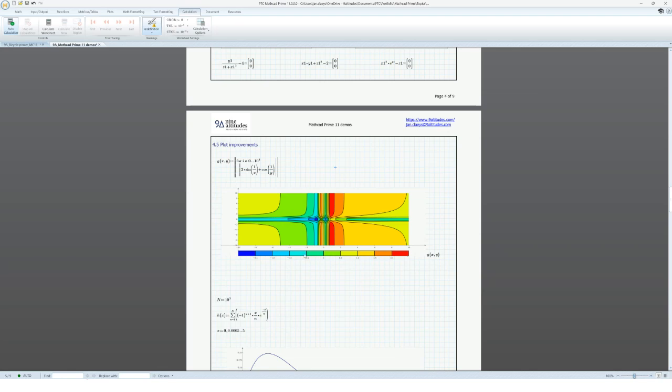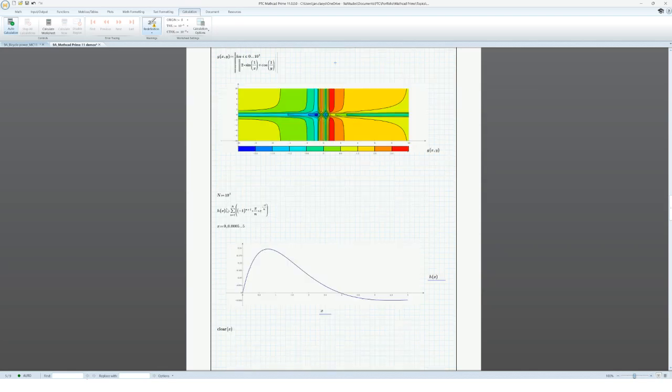This is the first example with the contour plot. And we have also a second example with a function like this, in which we have a sum which is repeated, which is used 1,000 times. So this kind of plots also work quite fast, while they were quite painful, so to speak, in previous versions.